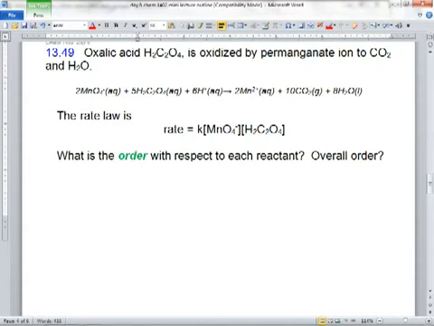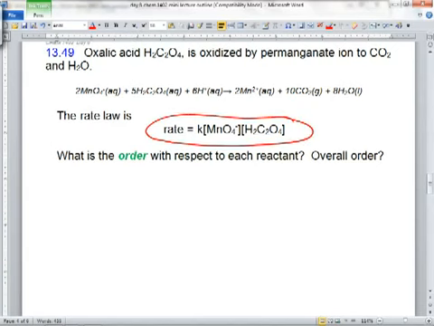Here's a question, but notice there's no big list of experiments or anything. They just gave us the reaction, and they gave us the rate law. They just said exactly what the rate law is. What reactant is missing? In the rate law, what reactant is missing?